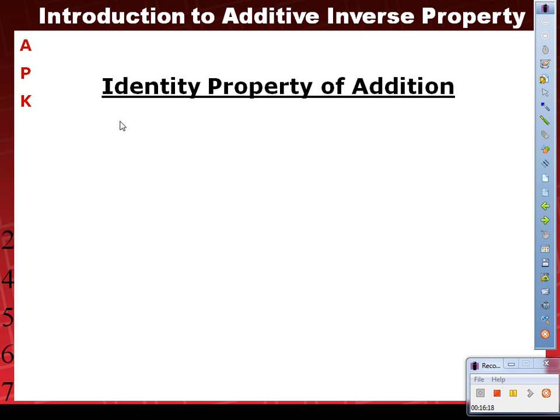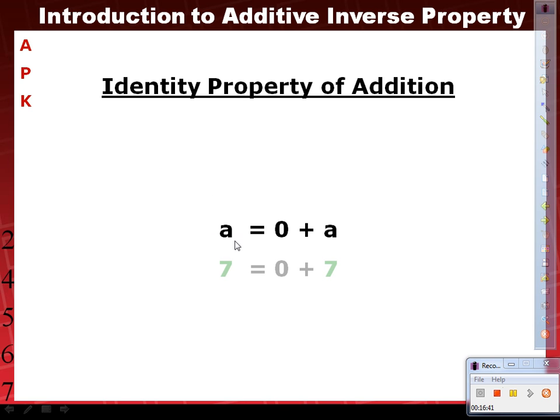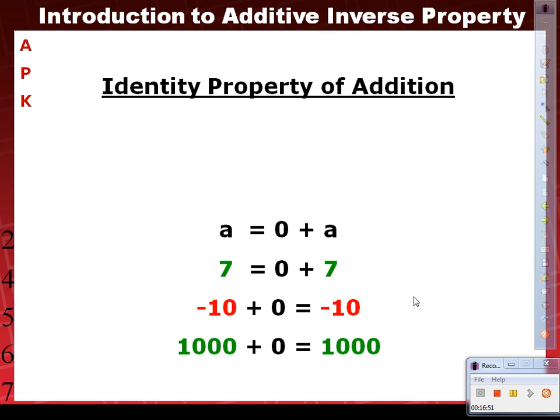For this one, just skip 2 lines for the definition. And on the 3rd line, write this down. A equals 0 plus A. 7 equals 0 plus 7. Negative 10 plus 0 equals negative 10. And 1,000 plus 0 equals 1,000. Copy those. And I continue on, but that's the property at work. So look at it. As you're writing those down, start thinking of a definition for this property.